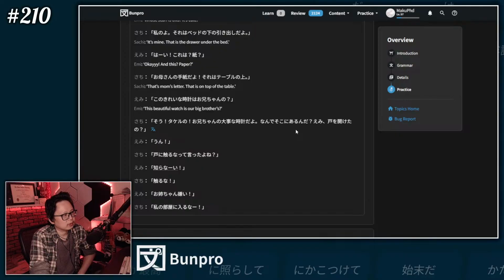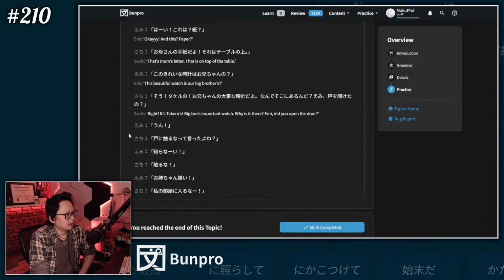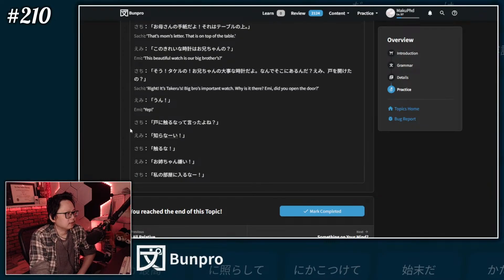Amy, close the door, right? Or did you open the door? Sorry, not close the door. I get that. I don't know. So this is where the question is, right? And it's preceded by a noun, a verb, sorry, a verb phrase. Yeah, why is that there? Yeah, Takeru. It means like sure or yes, yep. And she said, don't touch the door.